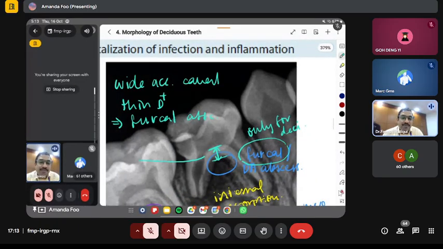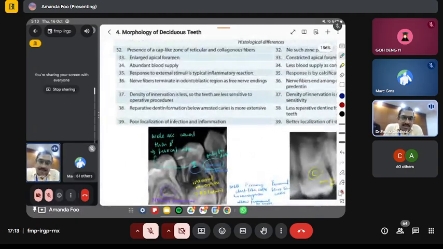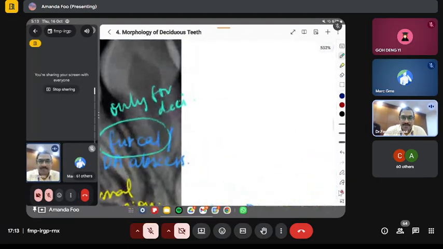Okay, so very, very important. So if you see a radiolucency in a primary molar, it's already an abscess. Okay, and then we need to do something about the abscess. Okay, good.